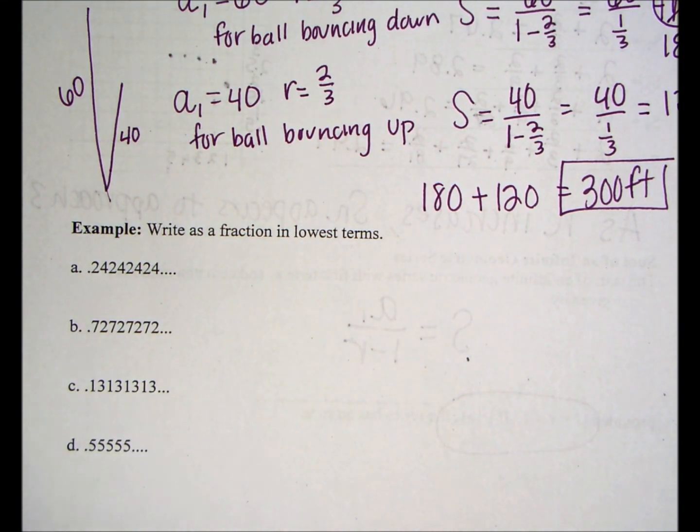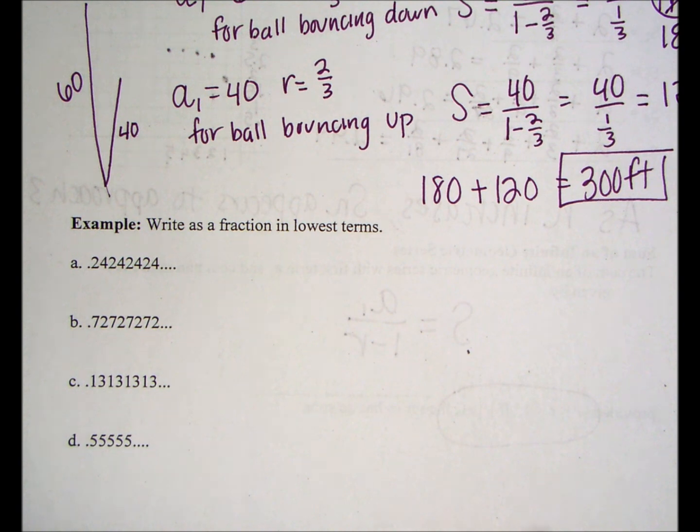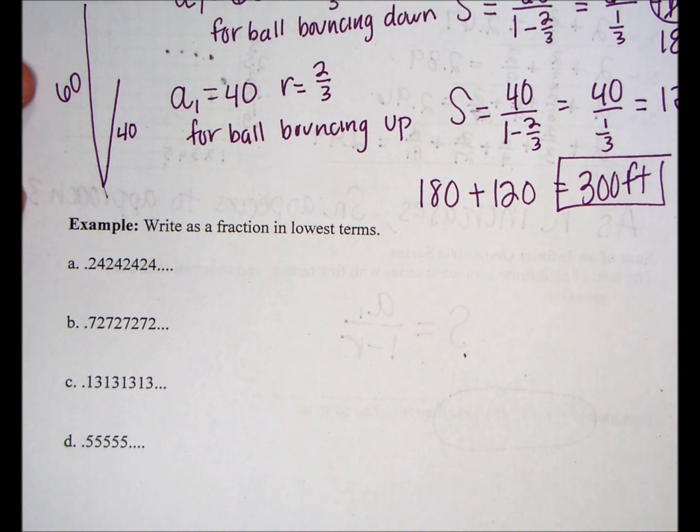So the next example has us write a repeating decimal as a fraction in lowest terms. One thing that is interesting is we can express a repeating decimal as an infinite geometric series, and we can use the sum of the series to write the decimal as a fraction in lowest terms. So instead of having to use our calculator to get this value, we can use an infinite geometric series and find the sum, and that will give me the fraction in lowest terms. So I'm going to go through two of these with you.